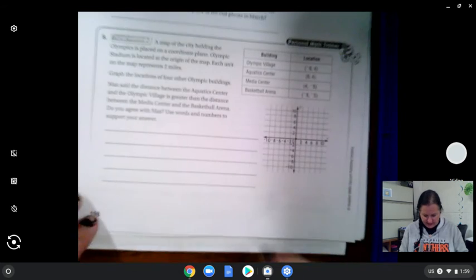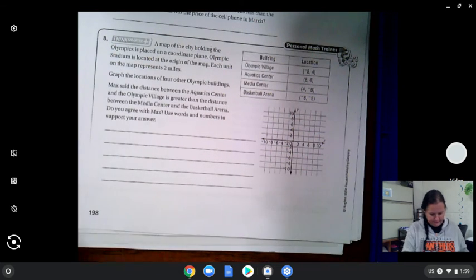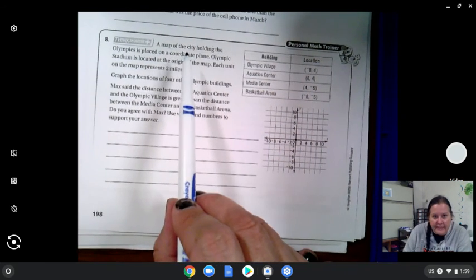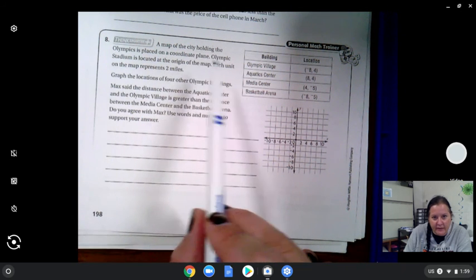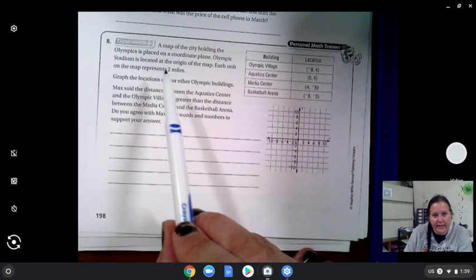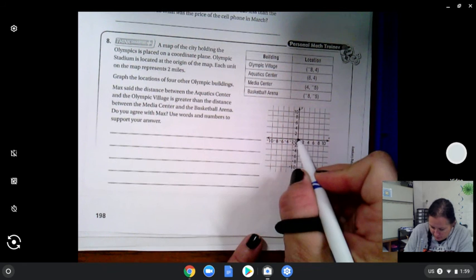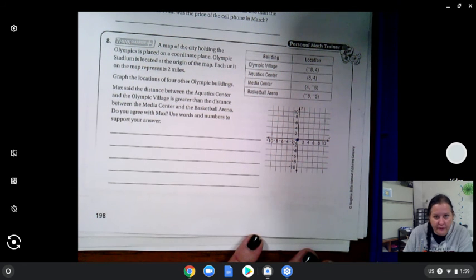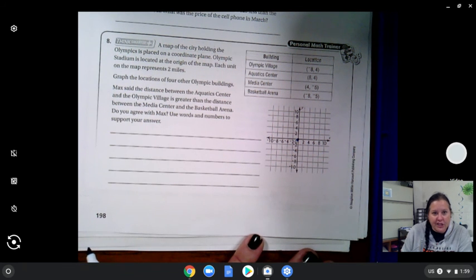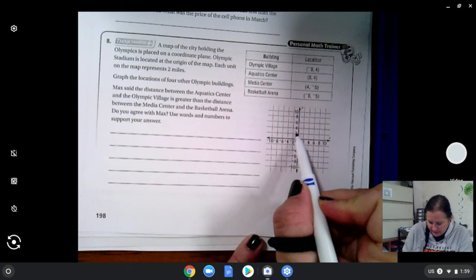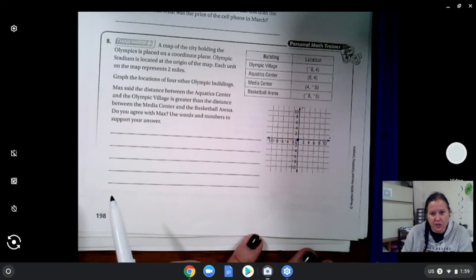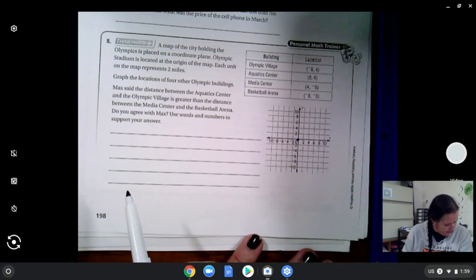All right, I'm going to go to this next page and do this Think Smarter. Okay, it says, a map of a city holding the Olympics is placed on a coordinate plane. Olympic Stadium is located at the origin of the map. The origin is always 0, 0. Each unit on the map represents 2 miles. So look at our scale on the map. This is 2, 4, 6, 8. So each unit represents 2 miles.